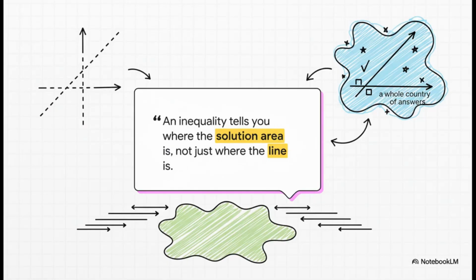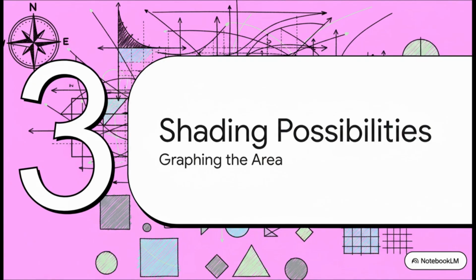And this is the big idea. So let this sink in. We're shifting from finding a line to finding an entire area. We're not just drawing a border anymore. We're literally mapping out an entire country of solutions. So, the big question is, how in the world do we map out this whole territory? Let's get right into it.